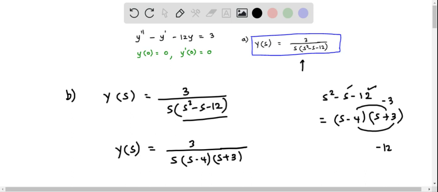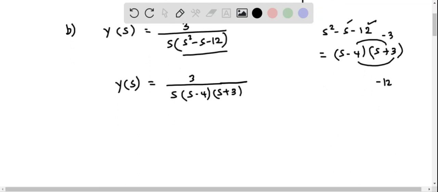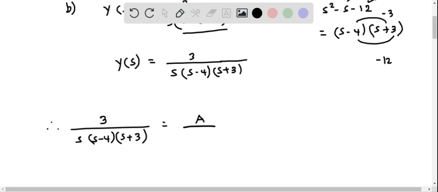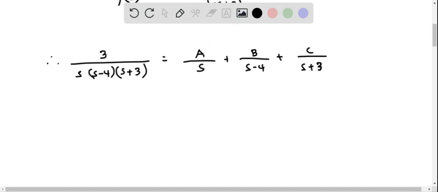Now we are going to write down this right side expression using the partial fraction decomposition. So therefore we write 3 divided by s times s minus 4 times s plus 3, and this equals, we can write this as a sum of three partial fractions, that is A by s plus B by s minus 4 plus C by s plus 3. Now we should find the values of A, B and C.